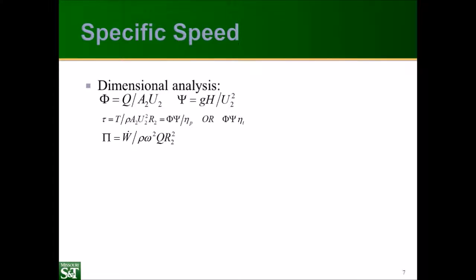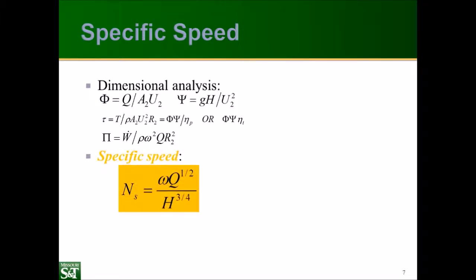Now, we can combine the flow and the head coefficients to come up with the specific speed. The specific speed is a measure of the speed at which a pump produces 1 unit of head per 1 unit of flow rate. So high specific speeds are good for axial flow machines, while most centrifugal machines are going to be looking for lower specific speeds.